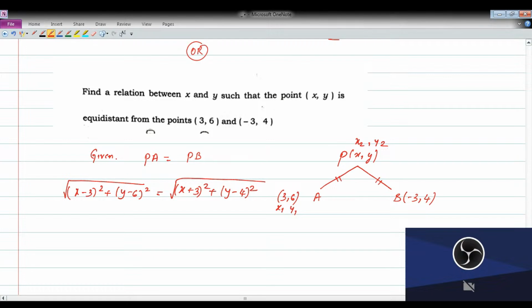Now the square root cancels. We'll get x square plus 9 minus 2 into 3, that is 6x, using the a minus b whole square formula. Then y square plus 36 minus 2 into 6, that is 12y. On the other side, x square plus 9 plus 6x, and y square plus 16 minus 8y. So I have used the a minus b and a plus b whole square formulas.